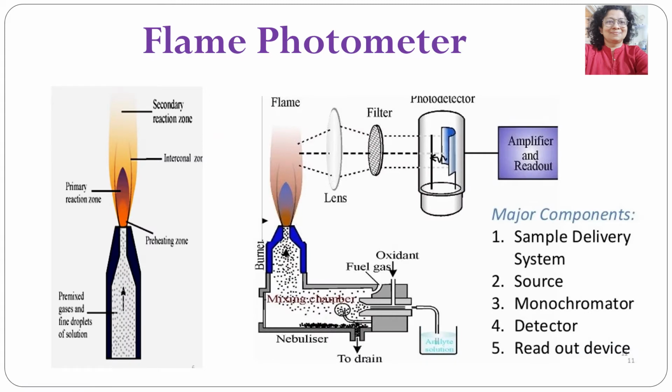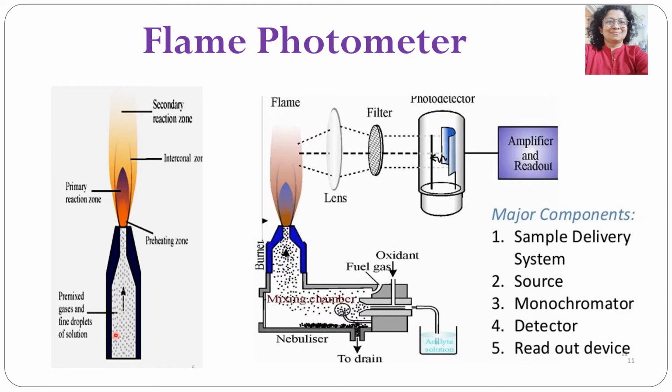Now this is a flame photometer. I'll just show you the parts of the flame photometer. The major components present in a flame photometer are a sample delivery system, a source of light or flame, a monochromator, detector and a readout device. These are the parts given over here.